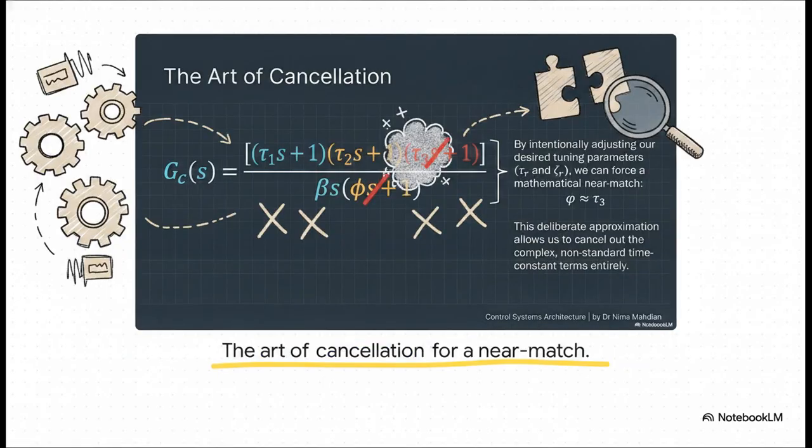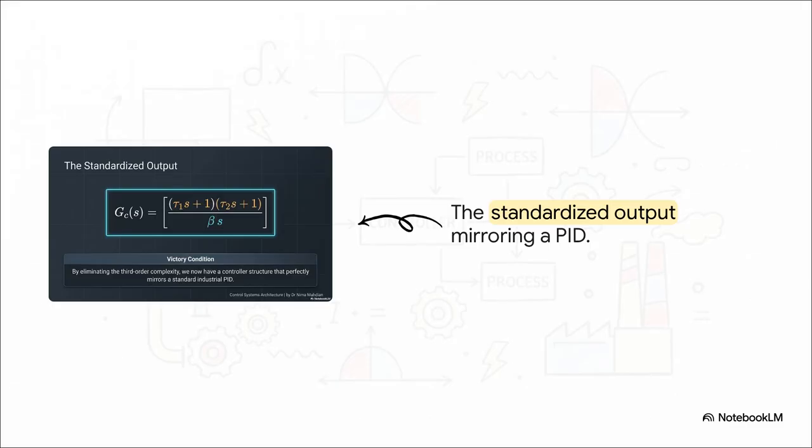To make this work, we use the art of cancellation. By intentionally adjusting our desired tuning parameters, tau r and zeta r, we force a near match where phi is approximately equal to tau 3. This deliberate mathematical approximation is a total game changer. It allows us to completely cancel out the complex, non-standard time constant terms in the numerator and the denominator, specifically the tau 3s plus 1 and the phi s plus 1 terms. And that strategic cancellation is our victory condition.